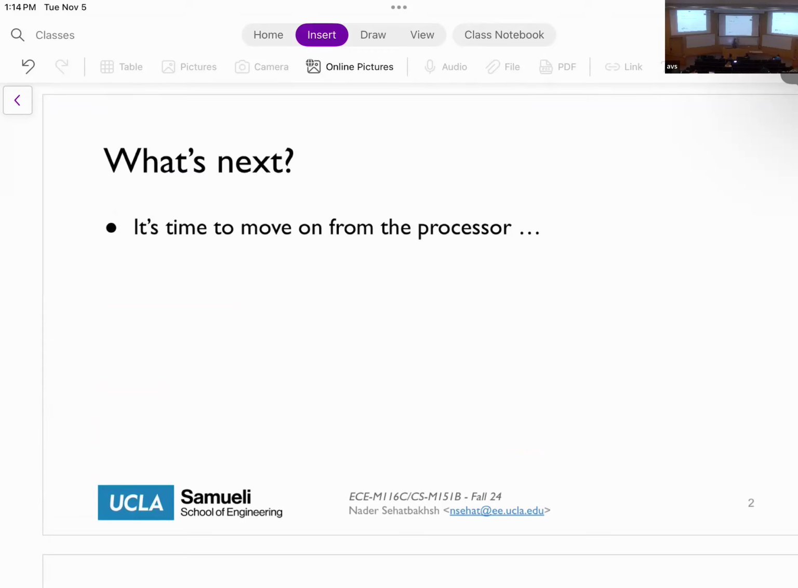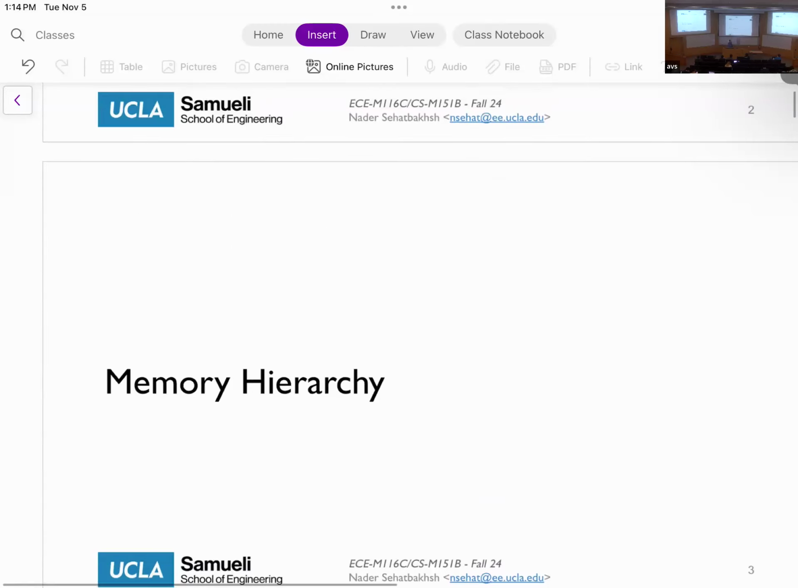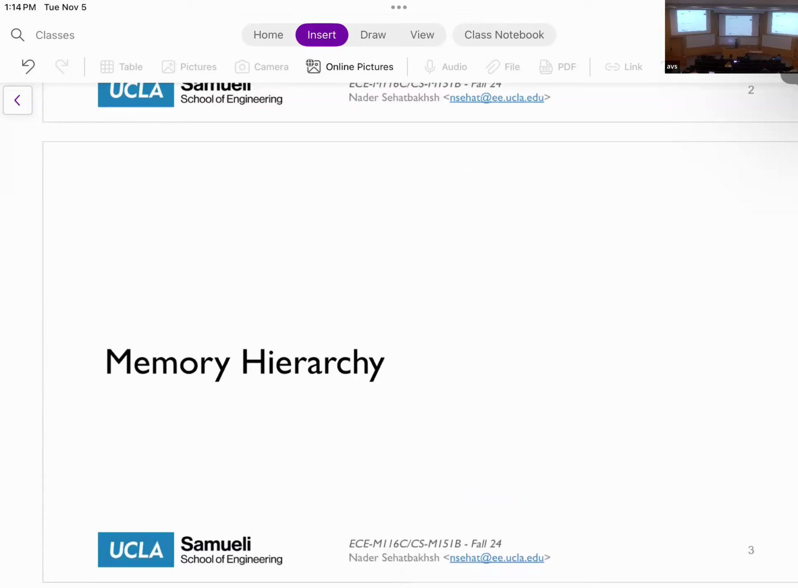a computer system is a system with multiple components. It's not just the processor that you need to make fast. The surrounding needs to be also fast. And that's the main thing, the memory, because remember, all of these things that we process in the processor need to be read from the memory and written back to the memory, right?